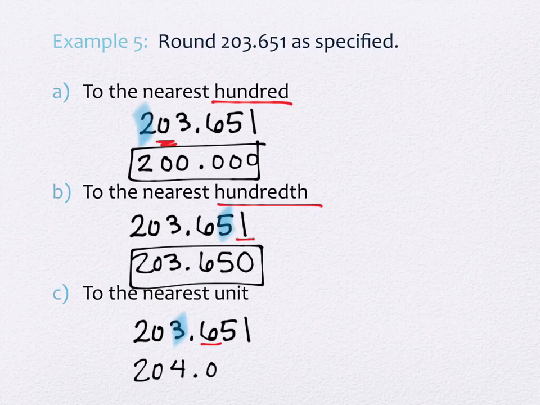And again, if you want to write the zeros in afterwards, by all means you can, but you don't have to. 204 written as it is would be perfectly fine as well.